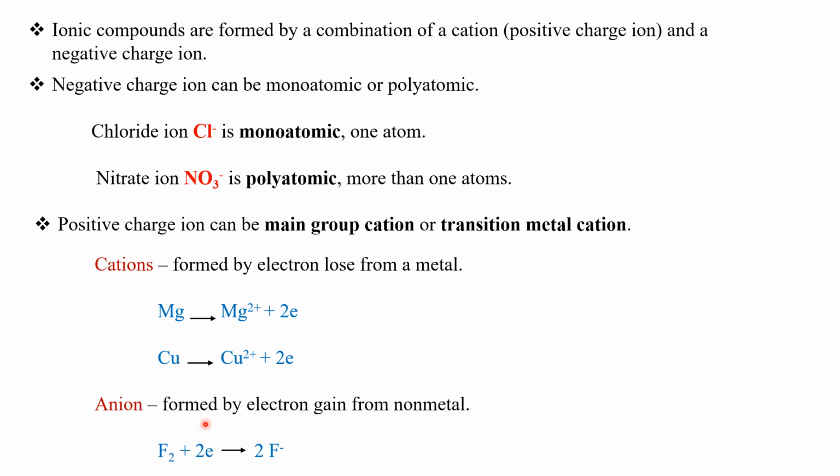Anions. Anions are formed by electron gain by a non-metal. So non-metals have more affinity for electrons than metals. You all know metals are located on the left-hand side of the periodic table. Non-metals are located on the right portion of the periodic table. So non-metals tend to gain electrons. So here fluorine gains 1 electron to form the fluoride anion.